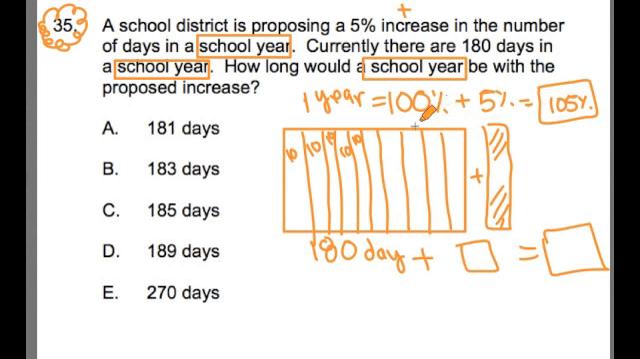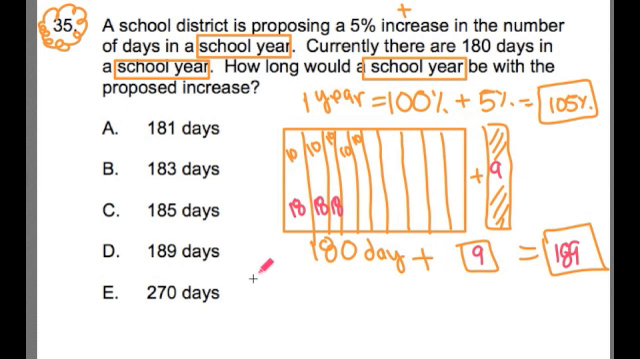And 10% of 180 is 18, is that right? So I just found out that 10% is 18. And if I'm thinking about this as 5%, well, 5% is half of 10%, so half of 18 would be 9. I just found out that the school year is made up of 189 days. There's other ways to do this problem too.